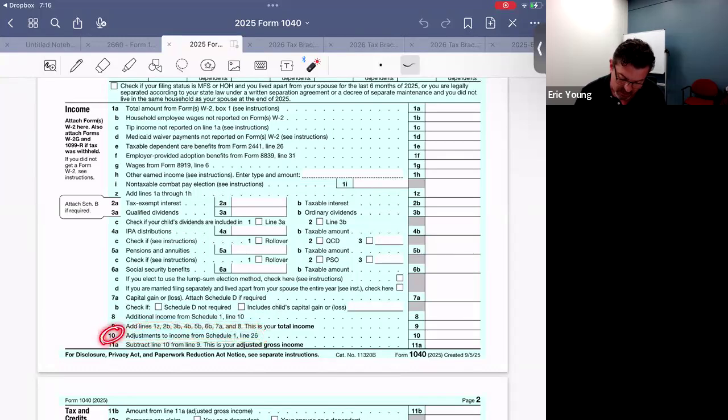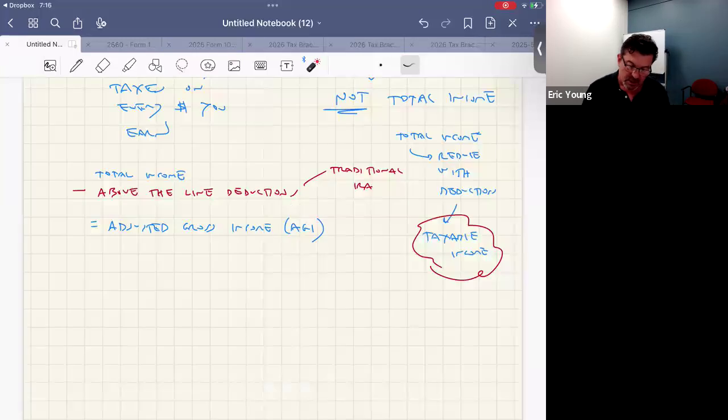So every dollar of traditional IRA contribution, not Roth, on line 10 reduces your income, because look at line 11, subtract 10 from 9. So your total income minus your adjustments is your AGI. So traditional IRAs are a big above the line deduction for most Americans.